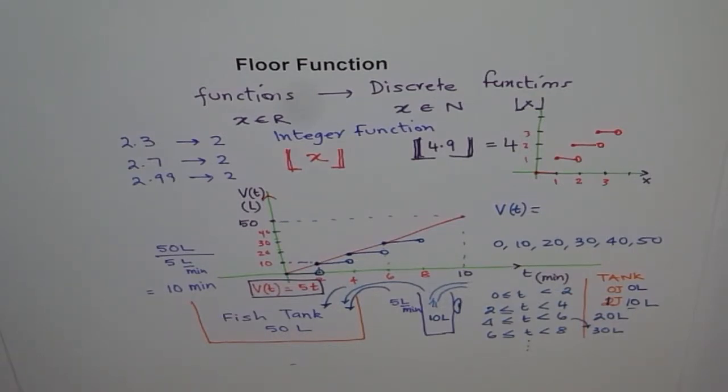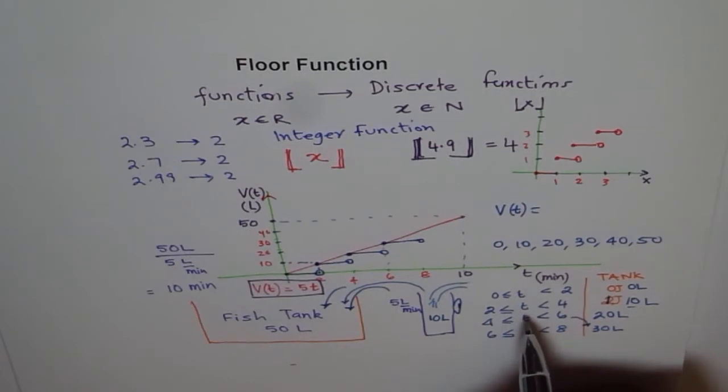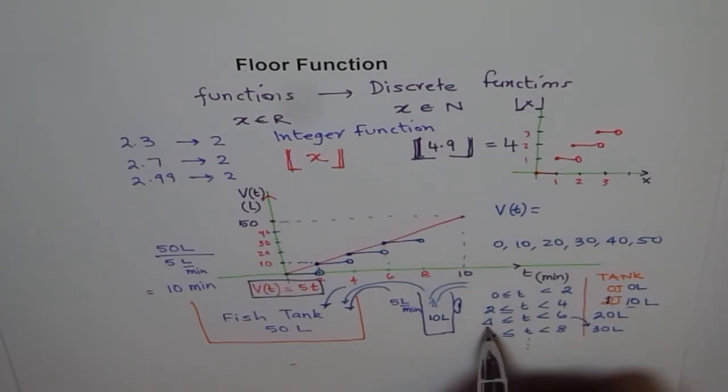Well, so now in such scenarios, see how the floor function works. The floor function says, well, I can help you out. What you need to do is, you are counting time in sets of 2's, right? So if you divide time by 2, then what happens? If I divide t, this 2 by 2, I get 1. That means 1 jug, 10 liters. 4 by 2, 2. 2 jugs, 20 liters. Do you see that? So we get our function.